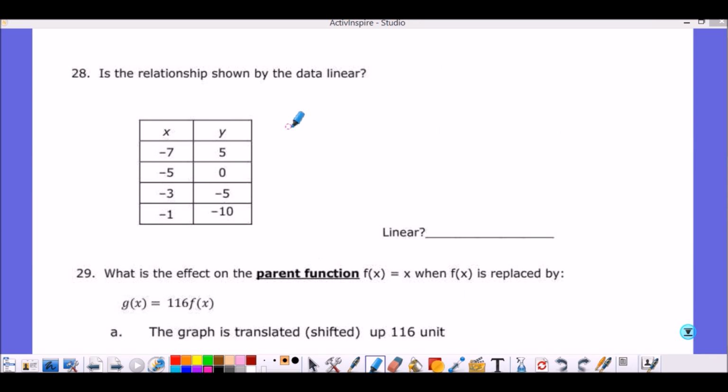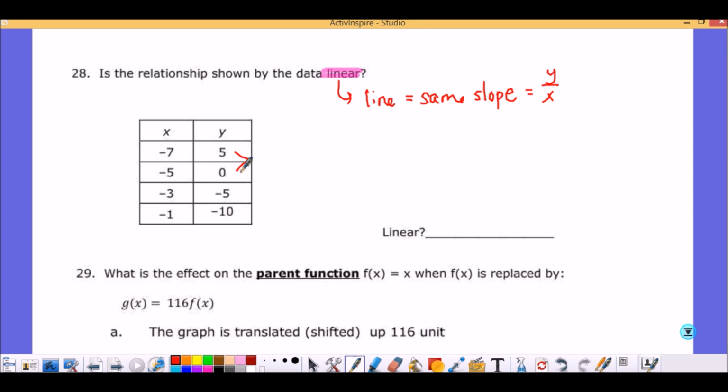In problem number 28, it's asking if the table below is linear. So remember, for a linear, this means it needs to be a line, a straight line, which means the slope has to be all the same. So remember, the slope, in order to be the same, it has to be y over x. All right, so let's talk about how I get there.